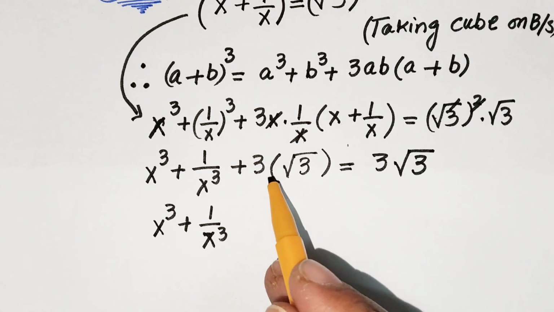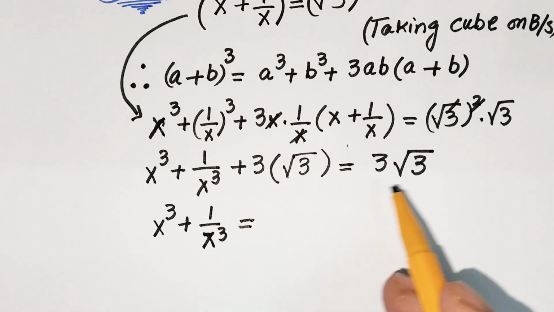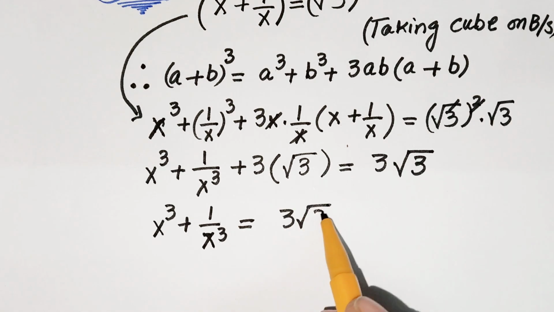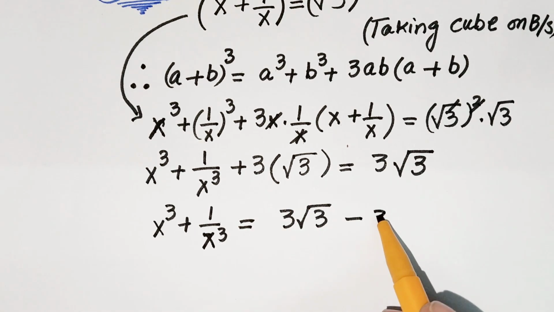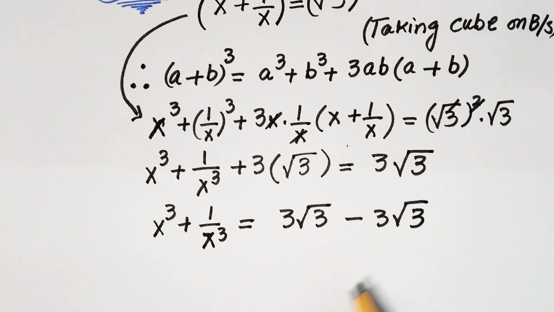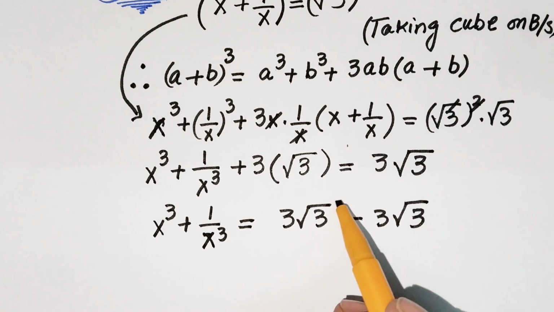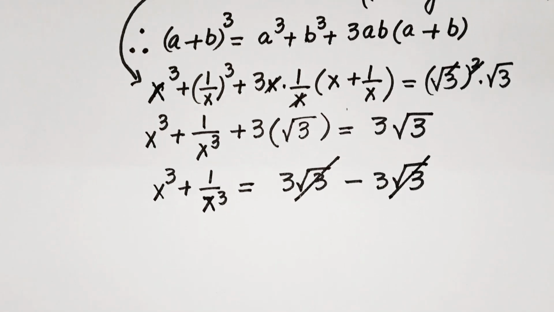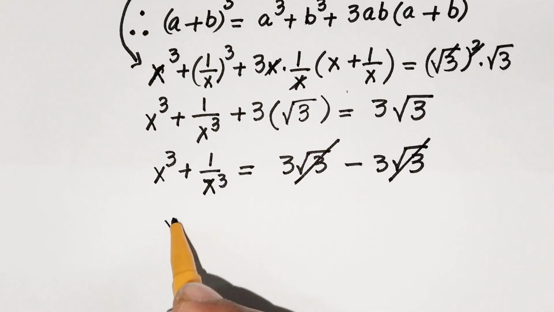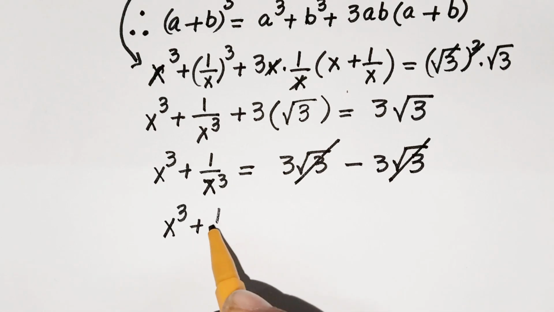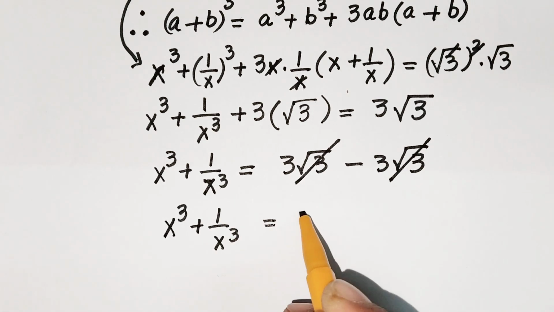here we are just shifting this one to our right hand side, then we have 3 times square root of 3, and this one is minus 3 times square root of 3. So we see that positive 3 square root of 3 and negative 3 square root of 3 can be cancelled, then we get 0. So x cubed plus 1 over x cubed is equal to 0.